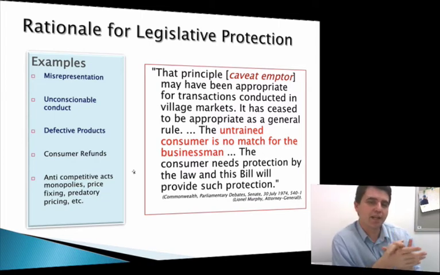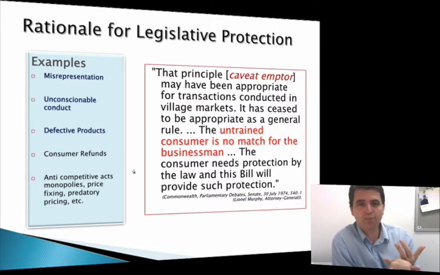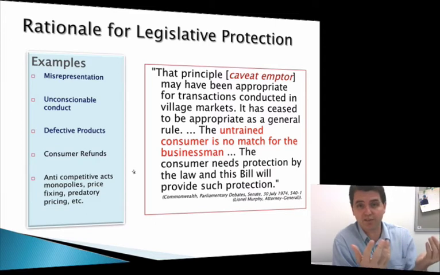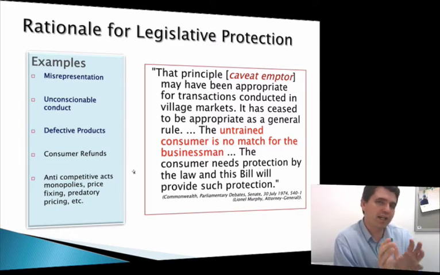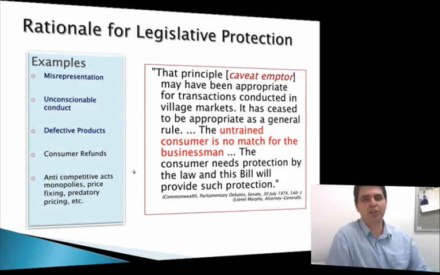Because without this kind of legislative intervention, we're going to end up with some of the problems that you can see on the left of this slide. Misrepresentations, people saying something that isn't, unconscionable conduct by the businesses, defective products that people can't actually understand as defective till it falls apart on them, and the use of that negotiating or monopoly power in certain situations. So we want to mitigate those problems through a form of legislative intervention around consumer transactions.